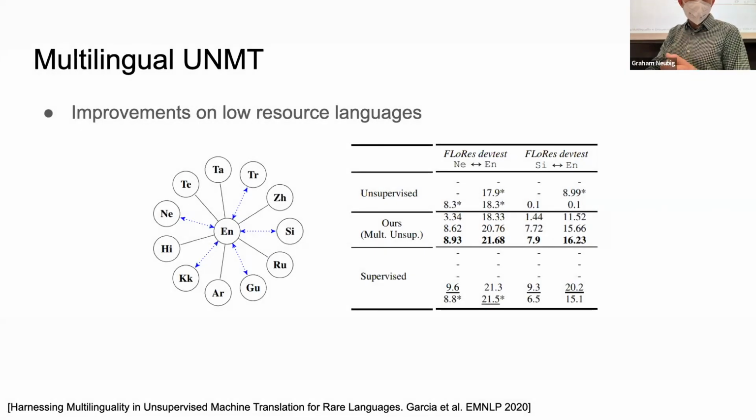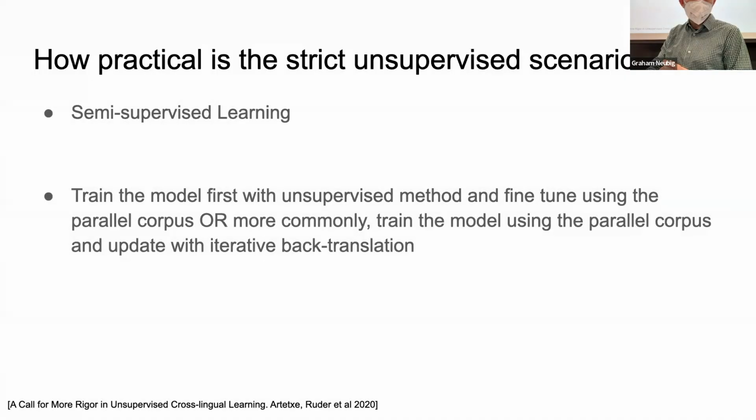And I had some stuff about multilingual unsupervised MT. I'm going to skip over that in the interest of time, but how practical is the strict unsupervised scenario? One thing that I definitely can say is that a lot of the techniques that are used in unsupervised MT are practical in semi-supervised learning scenarios where we have a little bit of training data. So we can either train the model first with an unsupervised method and then fine-tune using the parallel corpus, or train the model using a parallel corpus and update with iterative back translation.